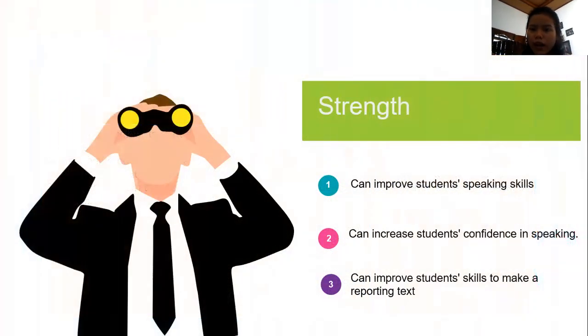Okay, now I will explain about the strengths. There are 3 strengths in this strategy. First is it can improve students' speaking skill. The second one is it can increase students' confidence in speaking. And the last one is it can improve students' skill to make reporting text.